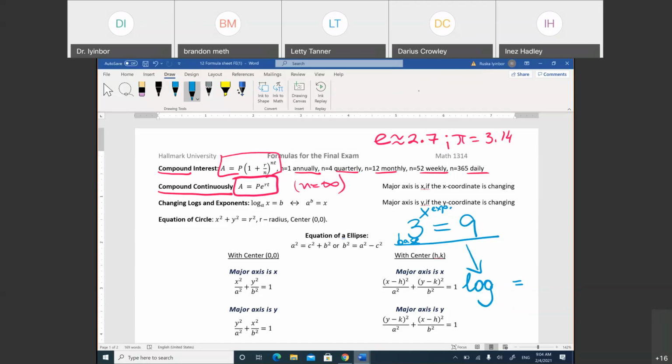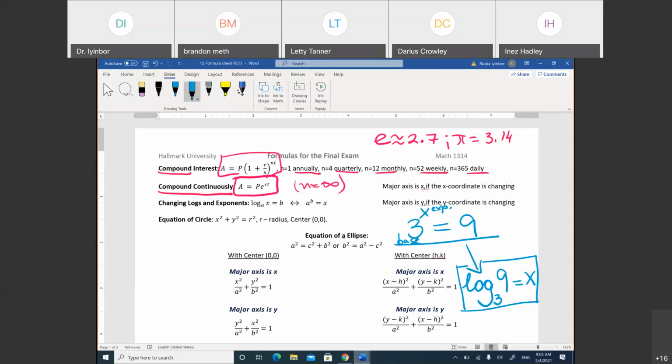So this is how you change it. The base is going to go to the base here, 3 down, and then after that, you're going to put 9 equals x. So that's how you switch it. If you have an exponent, you can change it to a logarithm. It looks like this. Let me explain what logarithm means. Logarithm with base 3 of 9 means how many times you multiply 3. So what is the exponent for 3 to get 9?